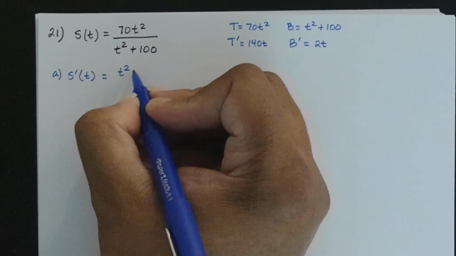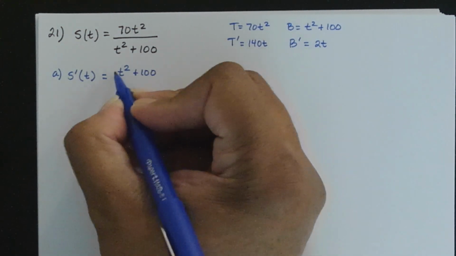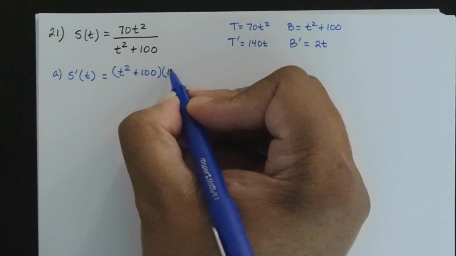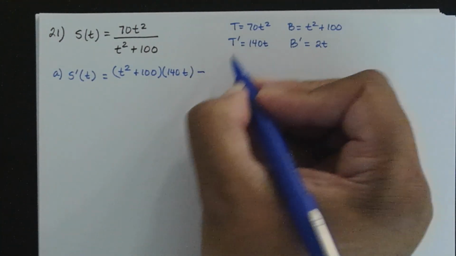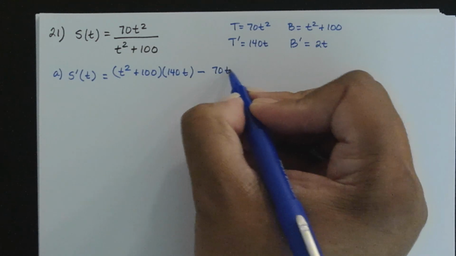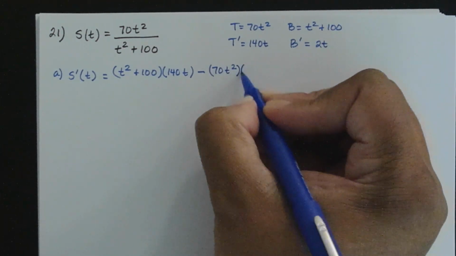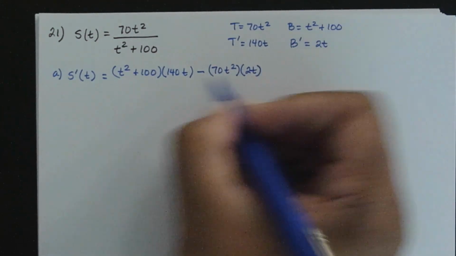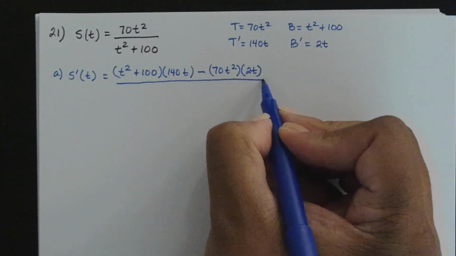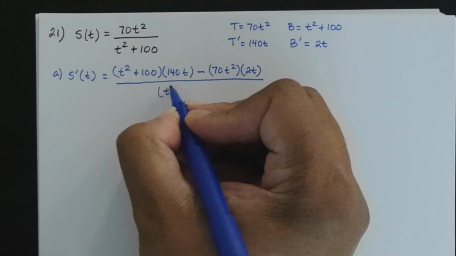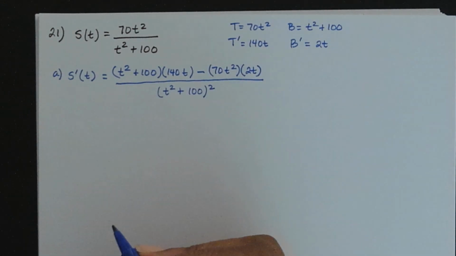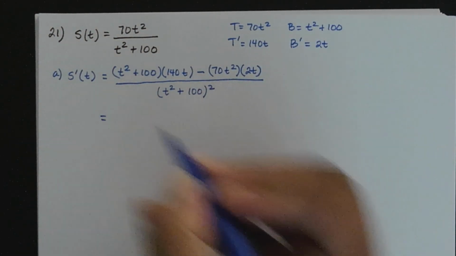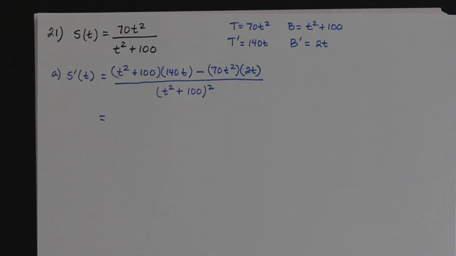All right, so using the quotient rule, it'll be the bottom times the derivative of the top. It'll be t squared plus 100 times the derivative of the top, that's 140t, minus the top, 70t squared, times the derivative of the bottom, 2t, divided by the square of the bottom. That's t squared plus 100, quantity squared. And then we just do a little bit of algebra here.